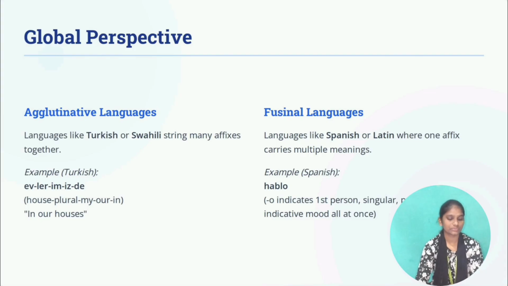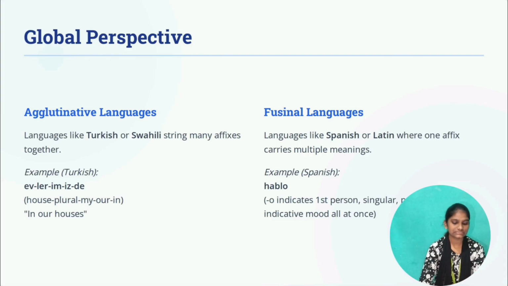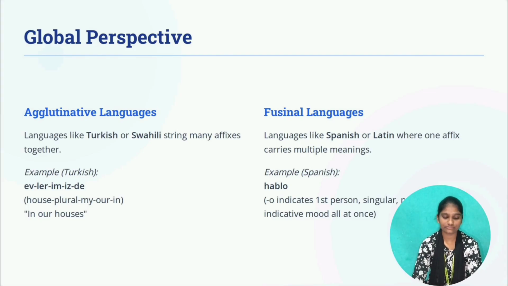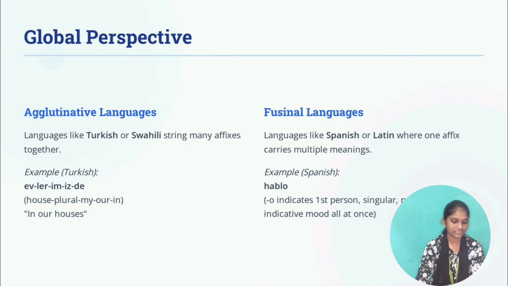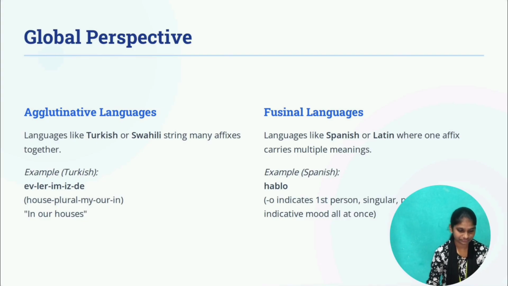Global perspective. Languages like Turkish or Swahili string many affixes together. For example, when you add evlerimizde, it becomes "in our houses." Fusional languages, like Spanish or Latin, are languages where one affix carries multiple meanings. Hablo indicates first person, singular, present tense. It also indicates mood, all at once.